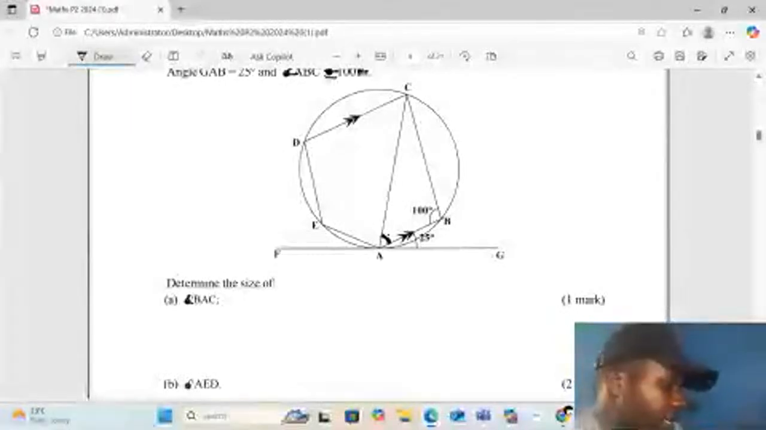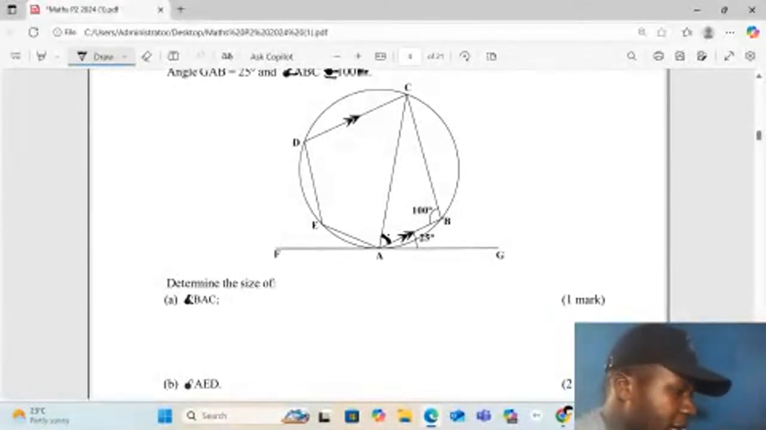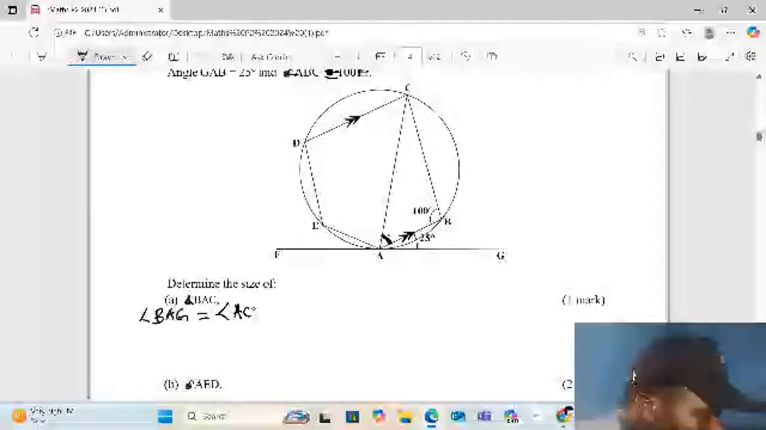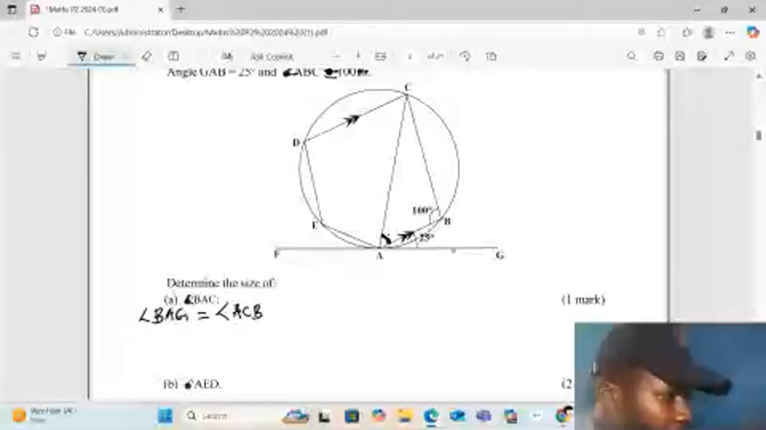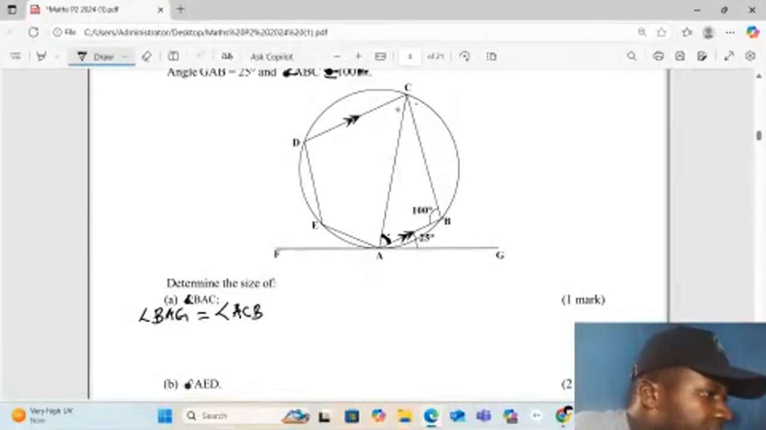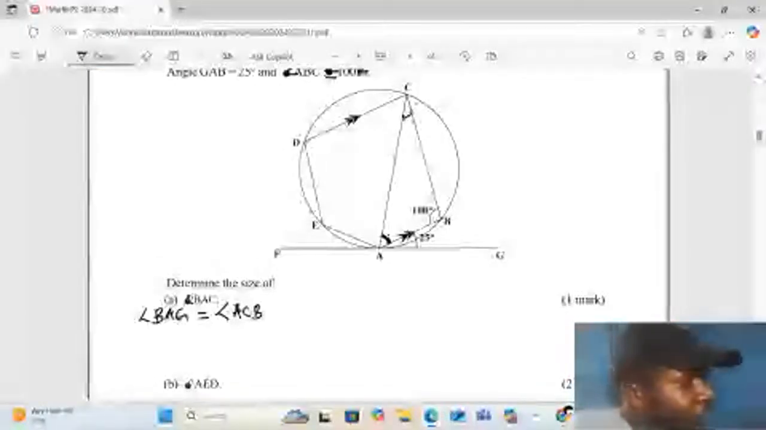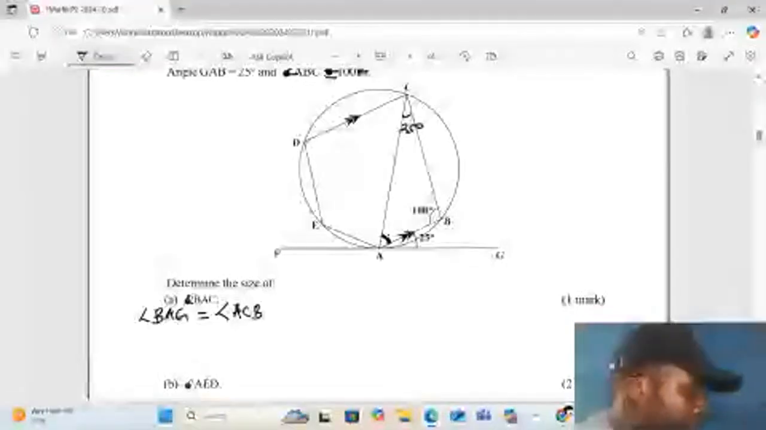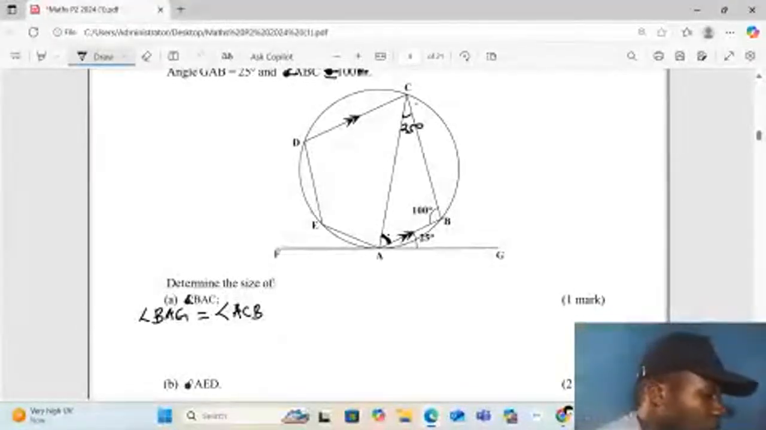Now to find BAC, as you can see from the diagram, angle BAG, which is 25, is the same as angle ACB. This one is also 25 degrees.